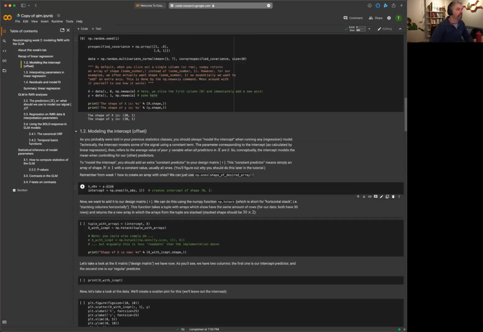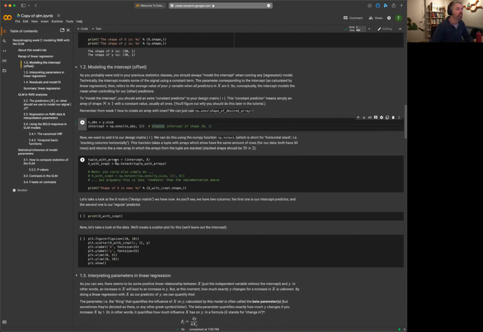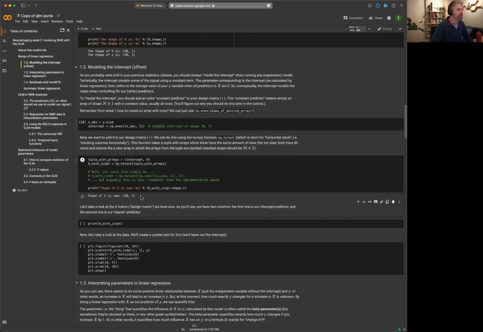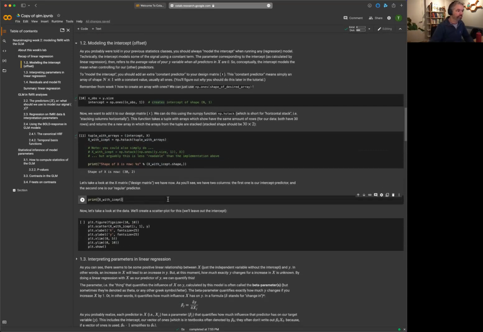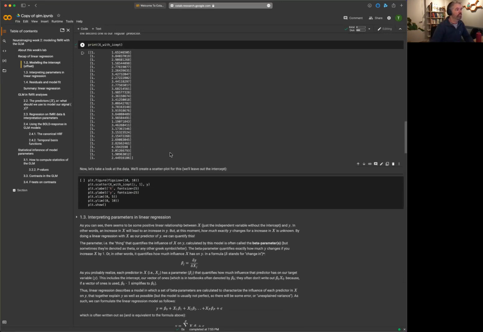What we need in a design matrix is this constant predictor, which we create here, which is just a set of ones. That should always be a set of ones. And then we stack them together and now have a two-dimensional X, which contains that random number that covaries with y, and these ones. You can see from the shape, it's now 30 by 2. We can also just print out the numbers, and you will see there's a ones, and then there's this random number thing going on.